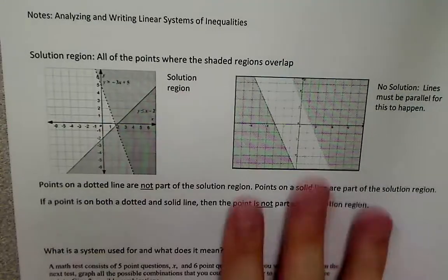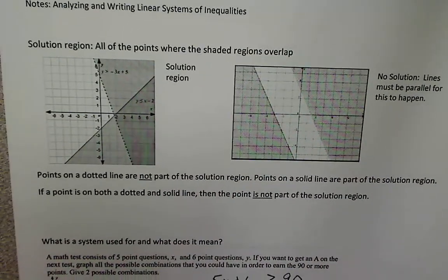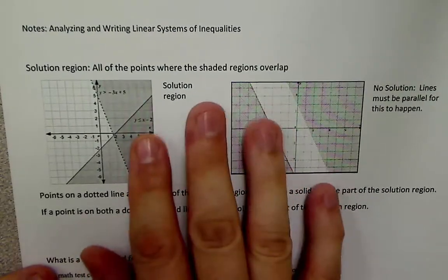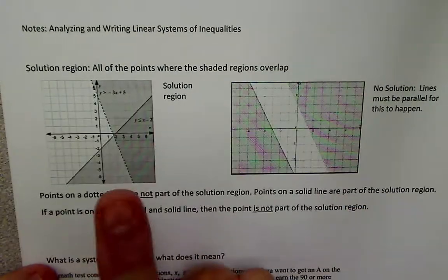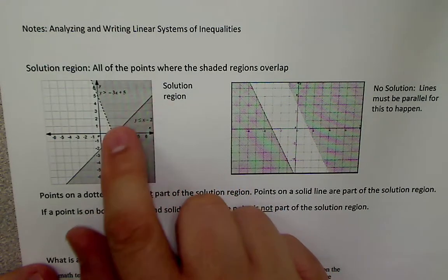If not, that's okay. You can actually do this first and then go back and look at the other one, but it'll help to know how to do this. Okay. So the first thing I'm going to show you is this. When we look at analyzing a linear system, what we're looking for is the solution region, which is the area where the graphing and the shading overlaps.